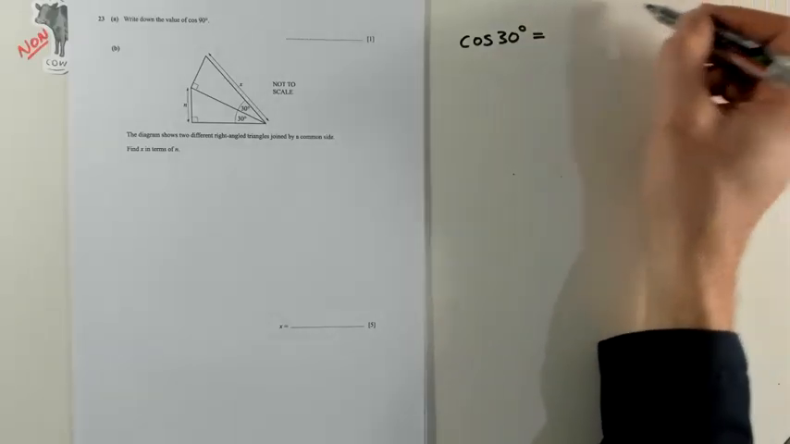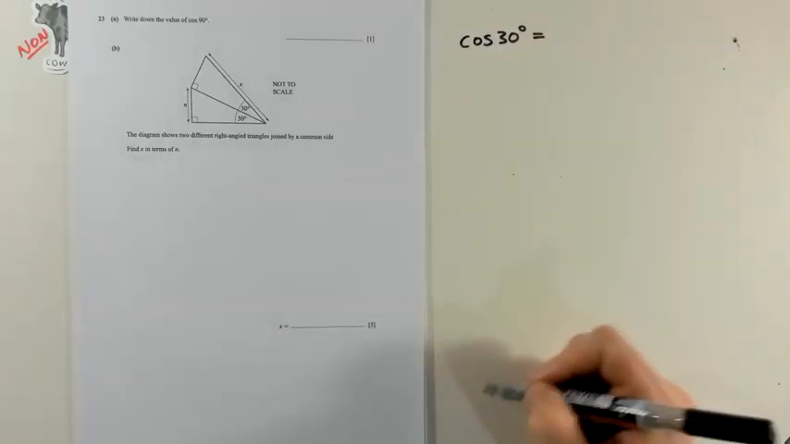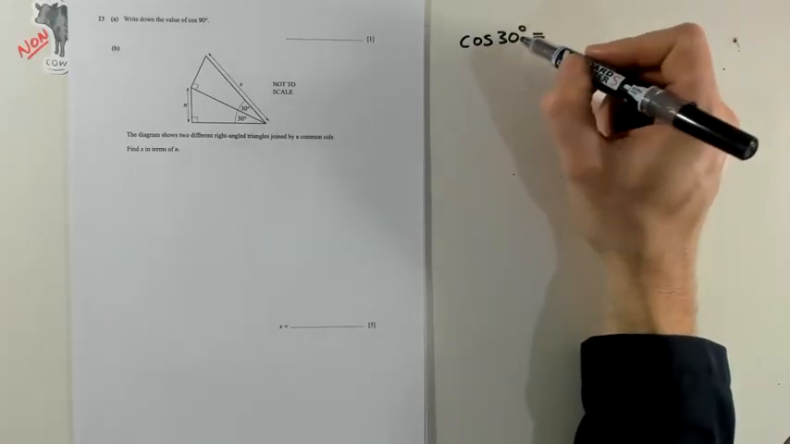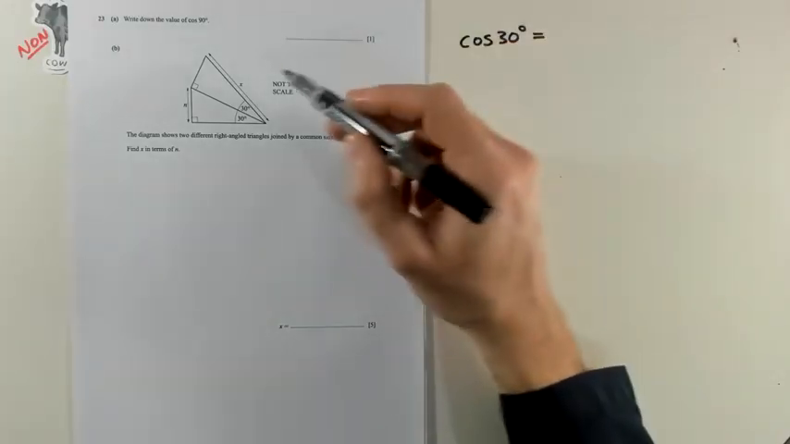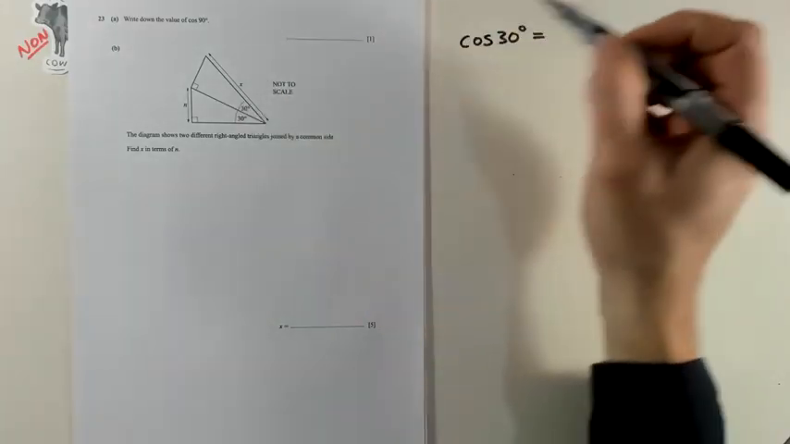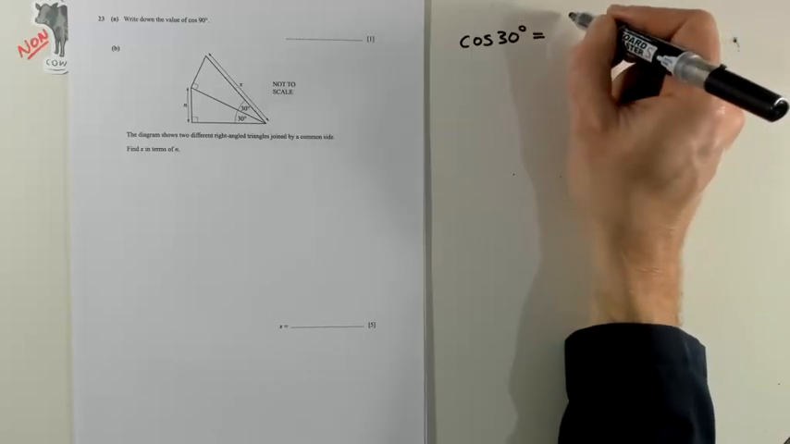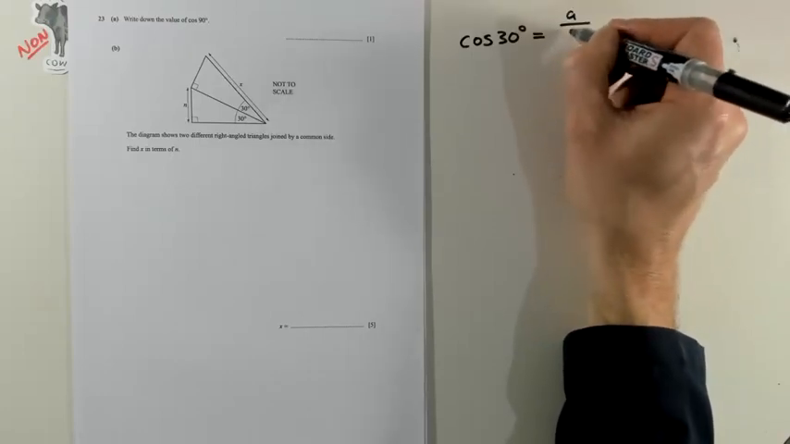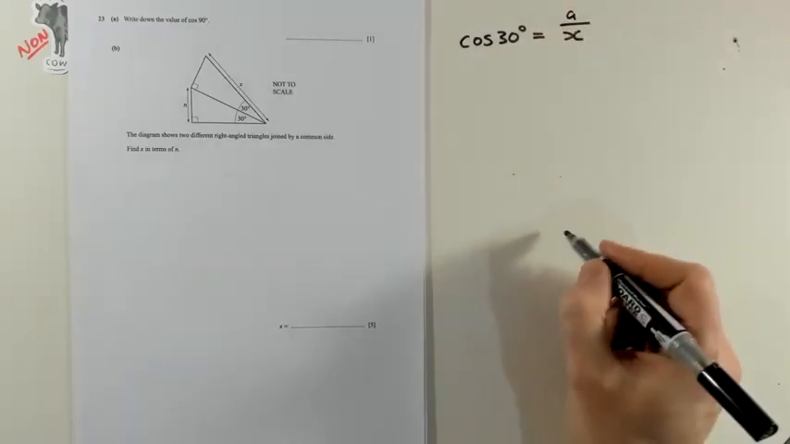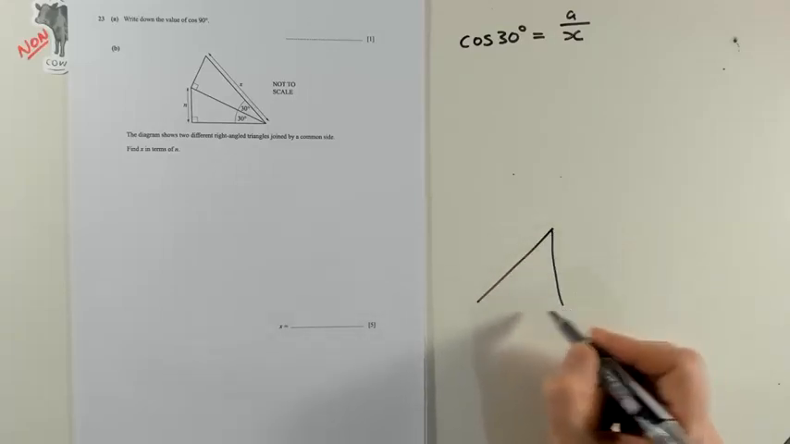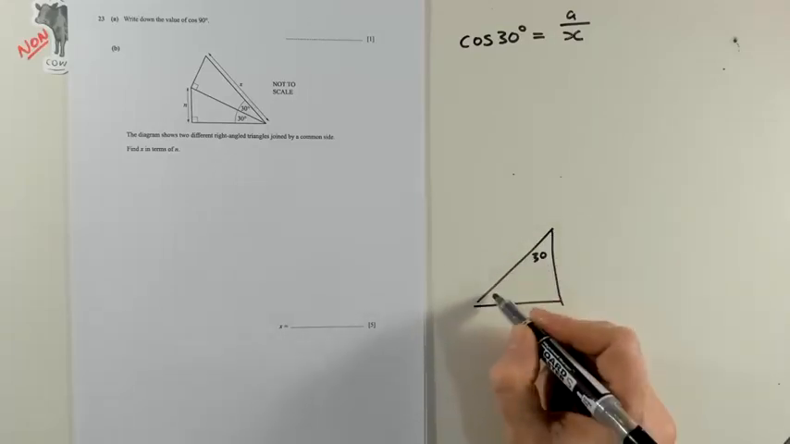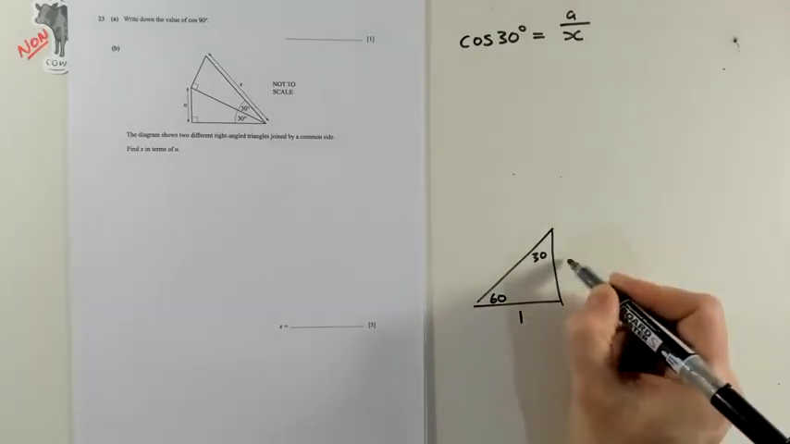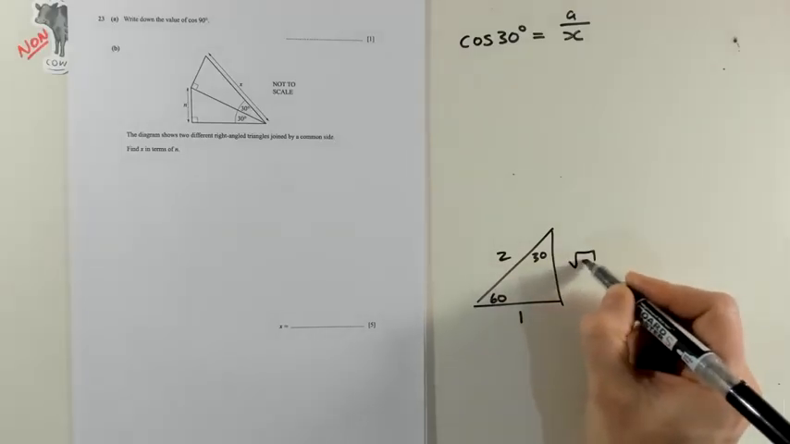I took away my little triangle. But anyway, I'll draw it at the bottom here. So cosine of 30 is going to be the adjacent, which I don't know what that is. I'll just make it a for now, over x. That makes sense. And if I drew my little triangle here, remembering there's a 30 there and a 60 here, and this is going to be 1, and that's 2, and that's square root 3.